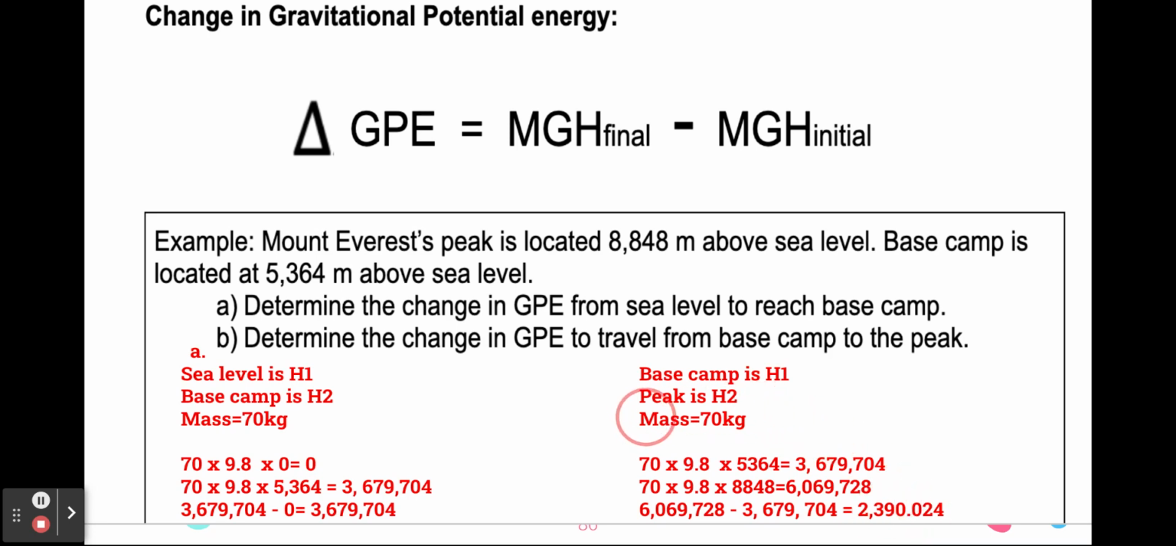Another way I could do it is I could just subtract the heights. So I could take 8,848 and subtract 5,364 and use that as my height, and just do one calculation. But since I already had the first calculation, I already did it that way.